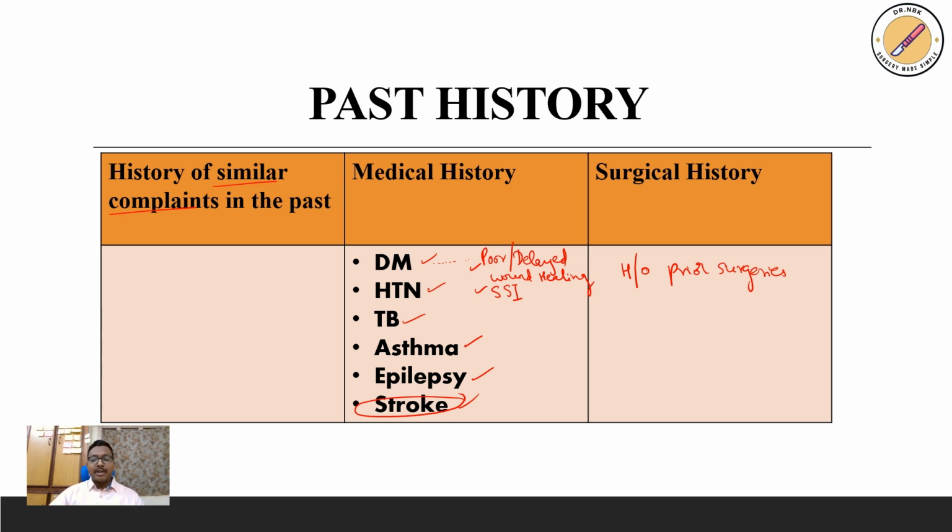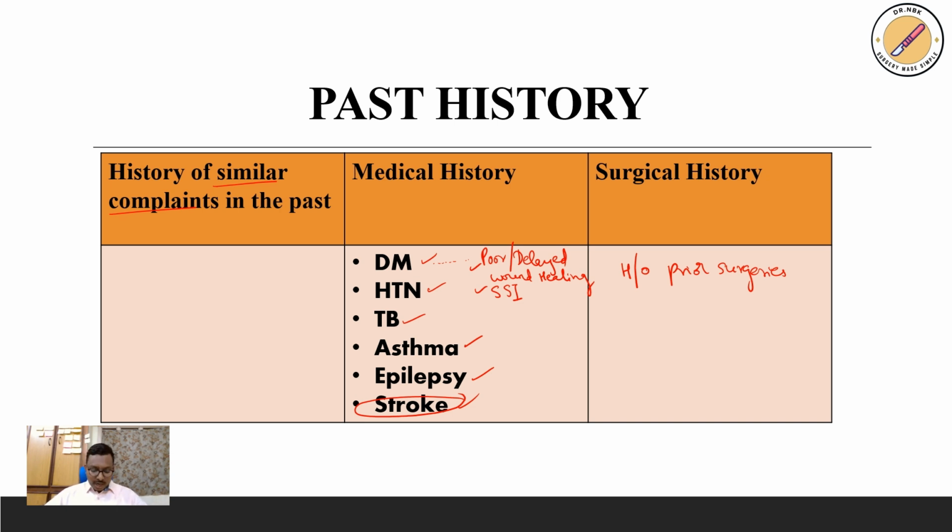Then, why is it important to ask about tuberculosis or asthma? Basically, there are two types of anesthesia under which surgeries are done. One is general anesthesia, the second one is spinal anesthesia. For a major surgery at or below the level of the epigastrium, usually it is done under spinal anesthesia if everything is good. Or if it is a major abdominal operation, even though the surgery is below the epigastrium, we will go for general anesthesia.